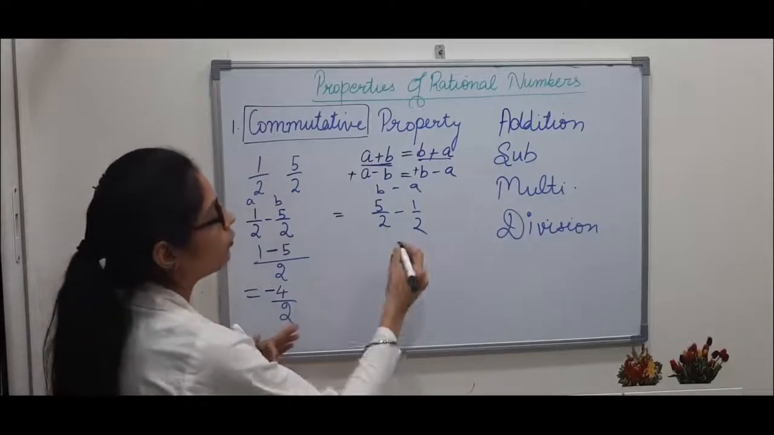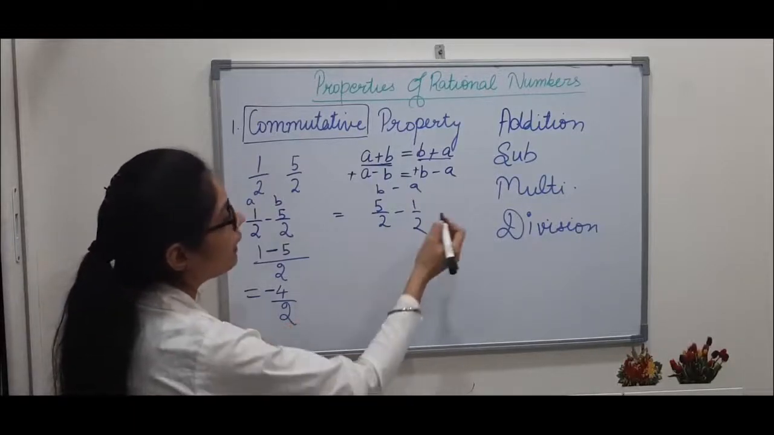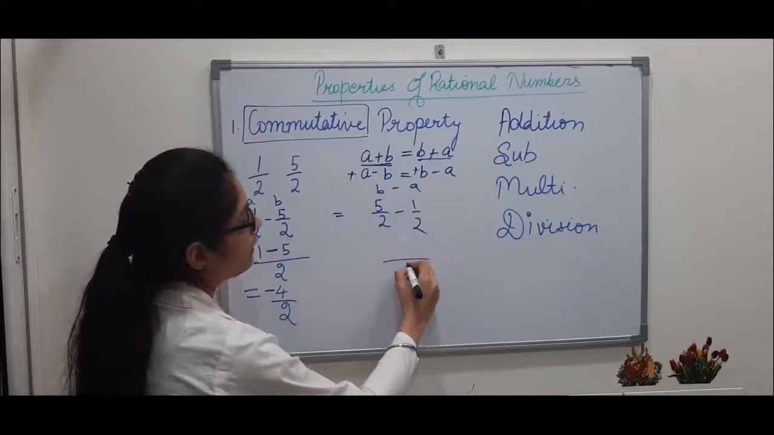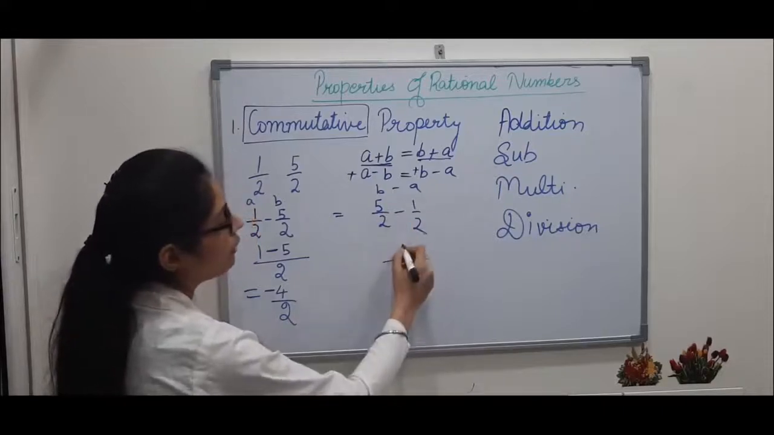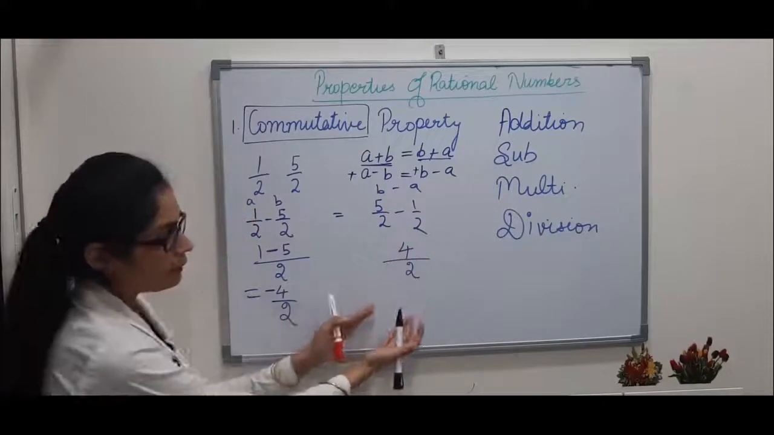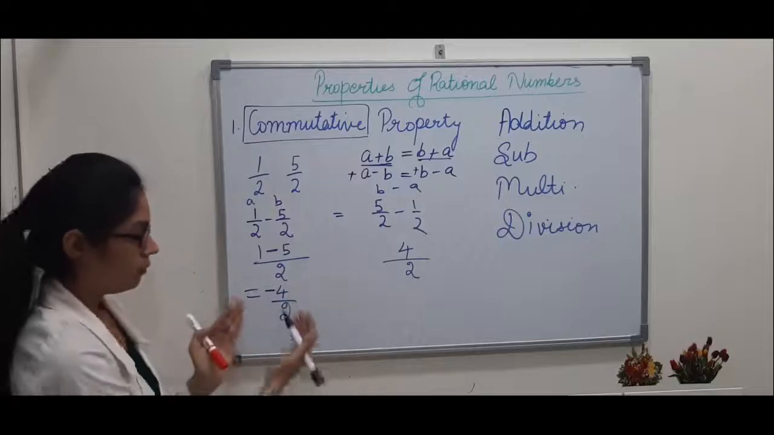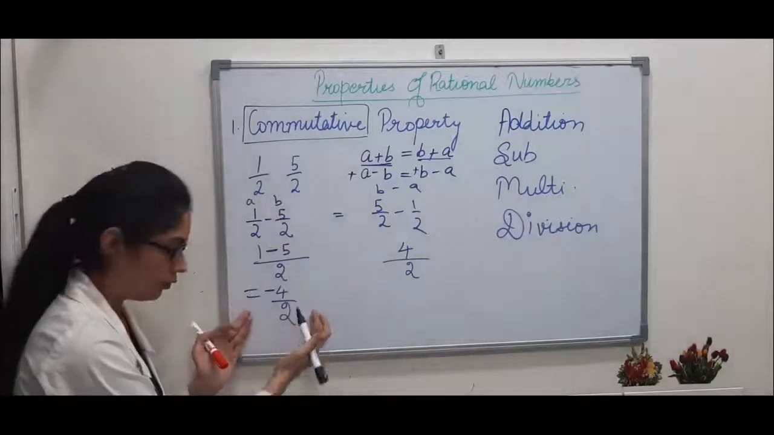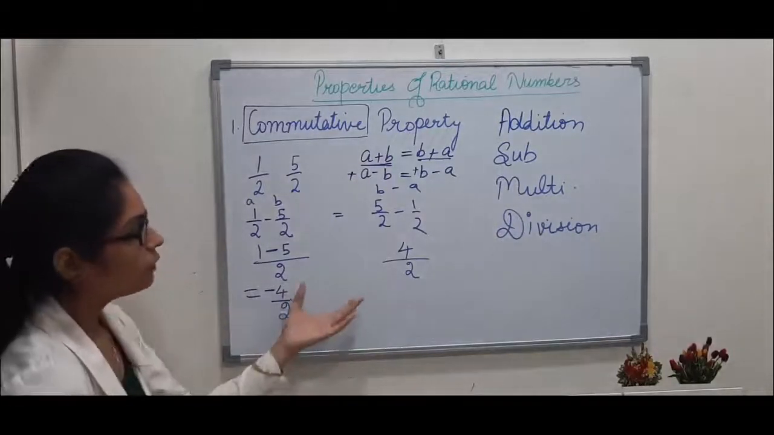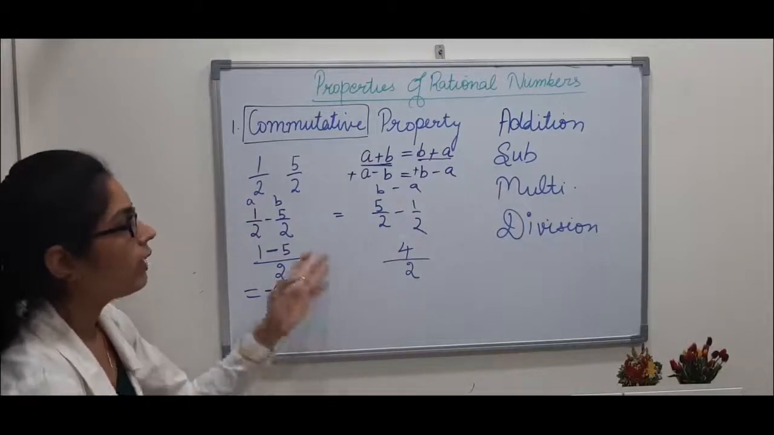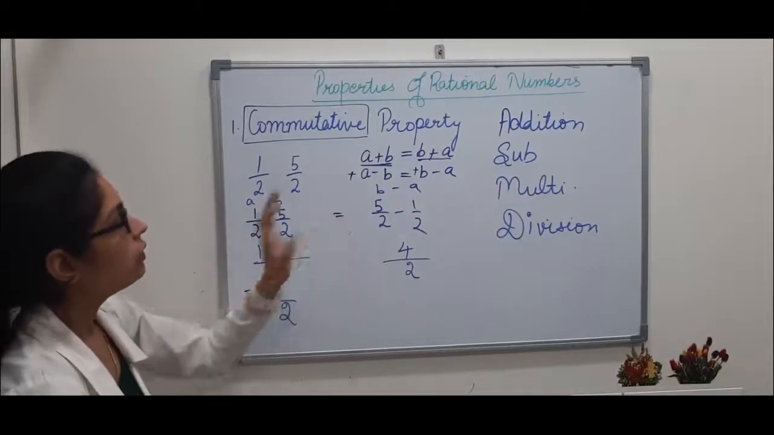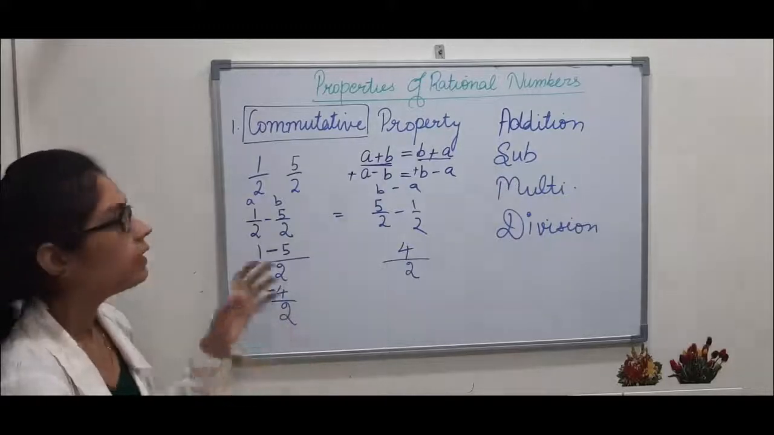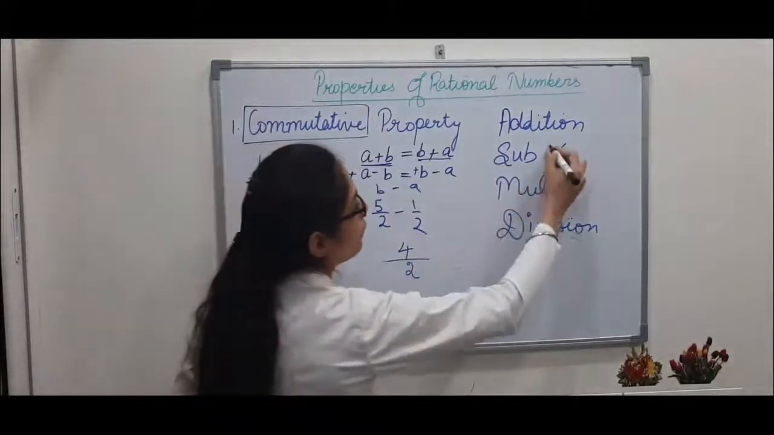Now let's do it for the left hand side and the right hand side. 2 I will write as it is. 5 minus 1 is 4. Right hand side I got 4 by 2, but left hand side I got minus 4 by 2, which means both the sides are not equal and subtraction of two rational numbers is not commutative.